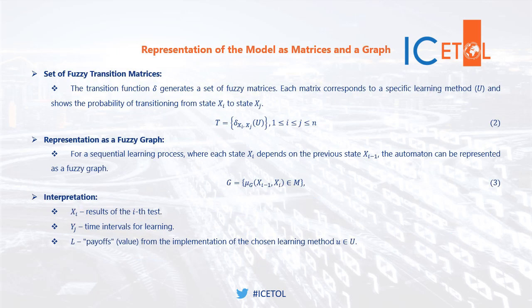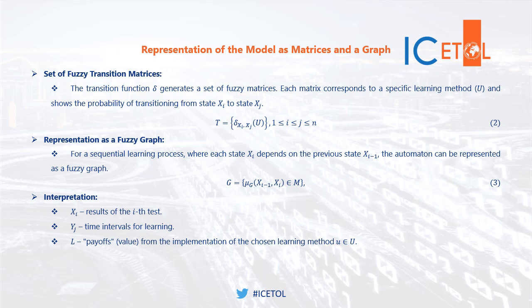Now, let us examine how the abstract model of the automaton acquires a concrete, operational form. The expert knowledge of the instructor, embedded in the transition function delta, is represented as a set of fuzzy transition matrices T, as reflected in Formula 2. In practice, this means that for each learning method U, a distinct matrix is created, indicating the effectiveness of transitioning from one state to another. Thus, the system operates with an entire library of rules.